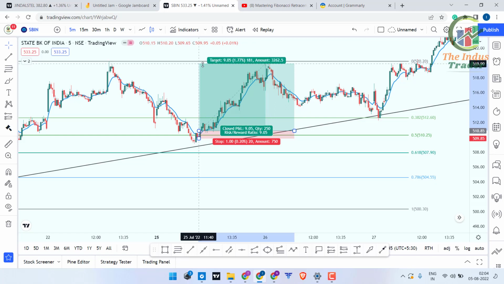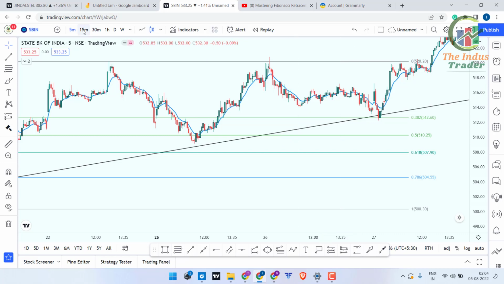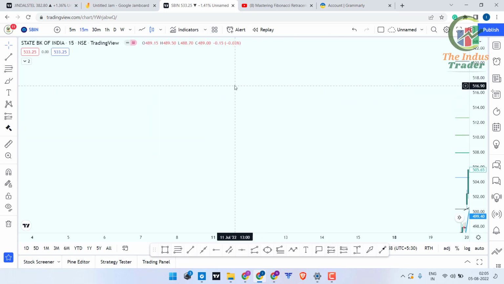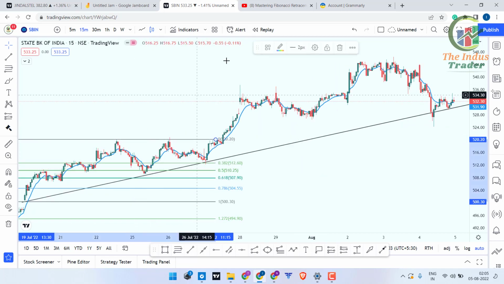And if you even book here recent swing high, still it's above 1 is to 8 risk reward. Just imagine the 1 is to 8 risk reward. Again, switch back to 15 minutes time frame, and let's consider the next swing.